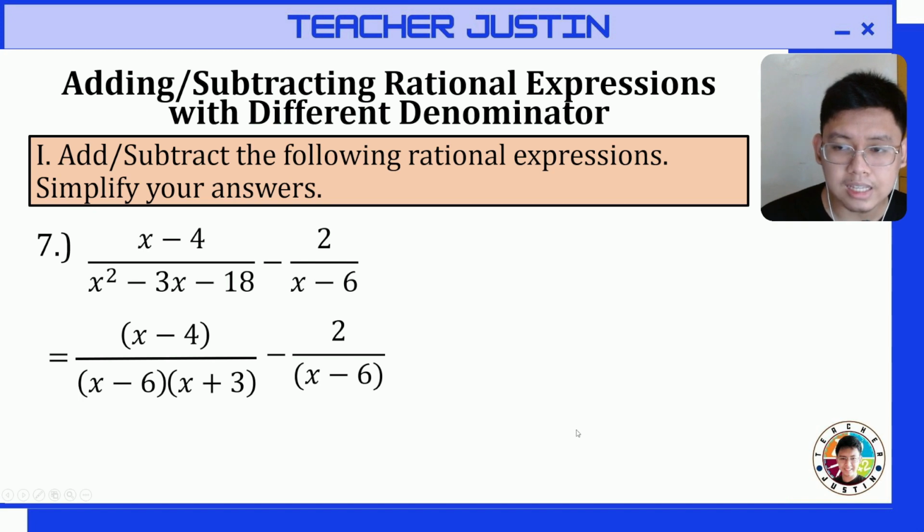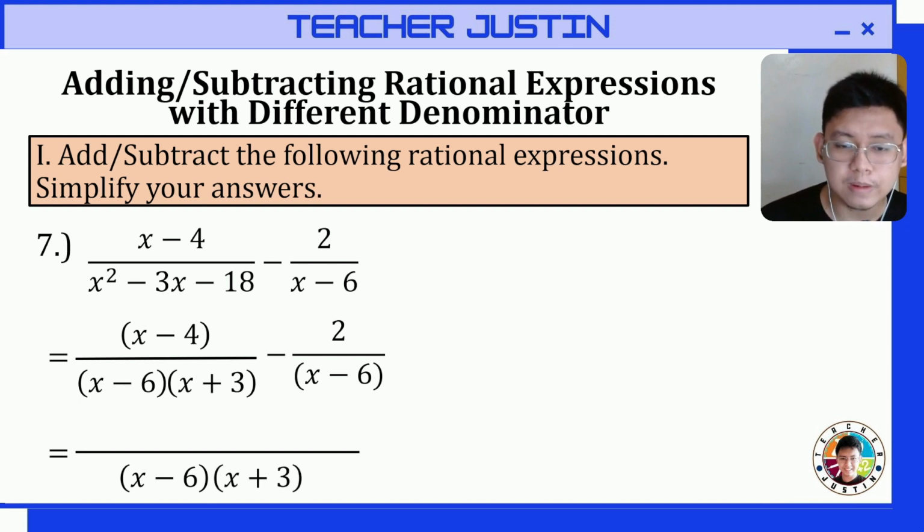Now, ang susunod nating step is for us to get the least common denominator. So, we get the least common denominator. So, it will now be x minus 6, yung common factor nila, and yung other factor na x plus 3. So, that will be our least common denominator. Now, let's get the new equivalent value of our numerator. So, LCD divided by the old denominator, that will be 1.